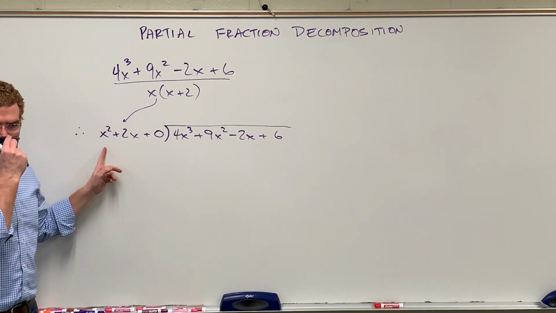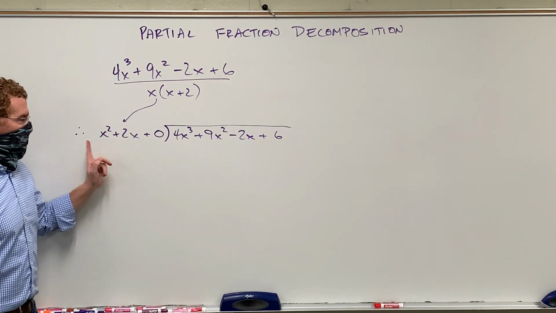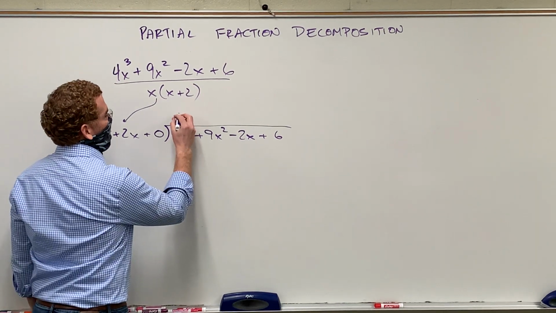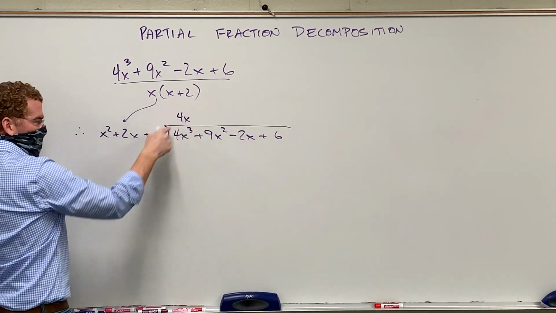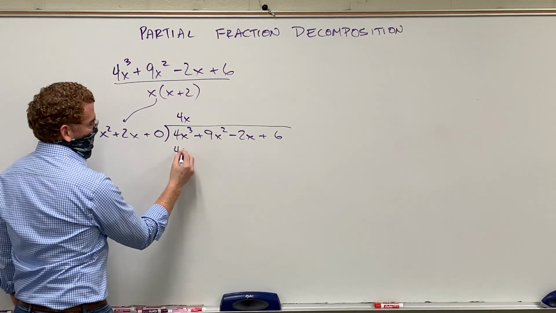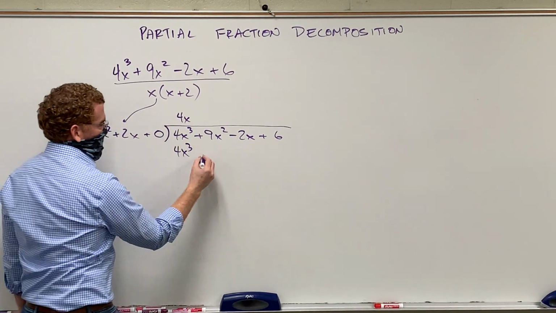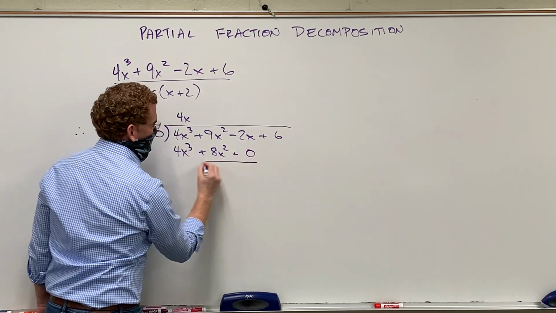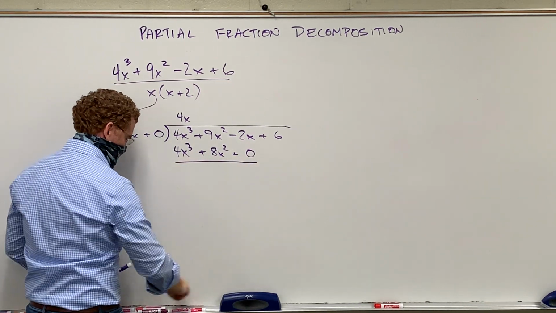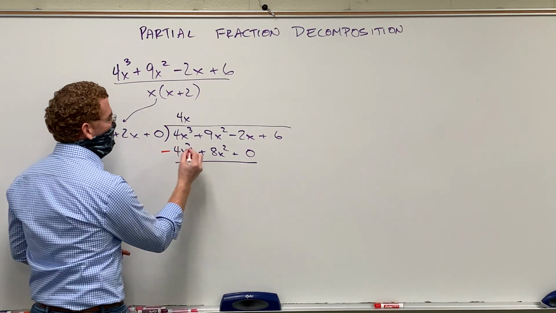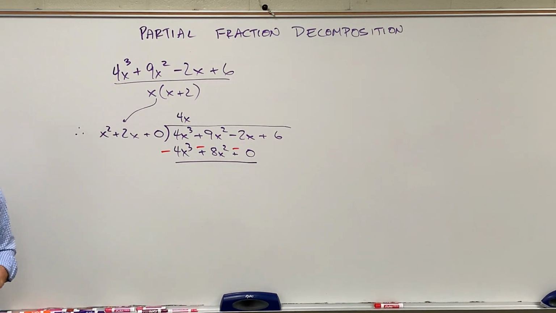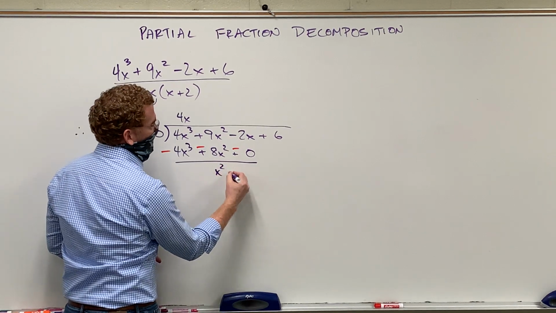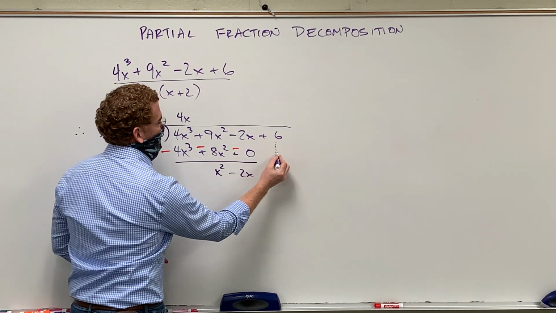So, what's my first step? X squared times what gives me 4x cubed? 4x. So I'm going to write that 4x up here, and then I'm going to multiply 4x by all of that, which gives me 4x cubed plus 8x squared plus nothing. And then what do I got to remember to do? Change my signs. And when I combine those, I get a positive x squared minus a 2x, and then I drop down the 6.